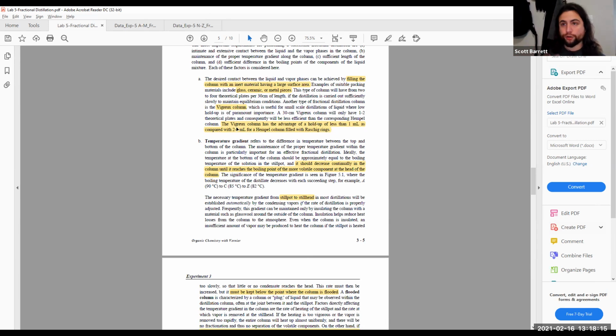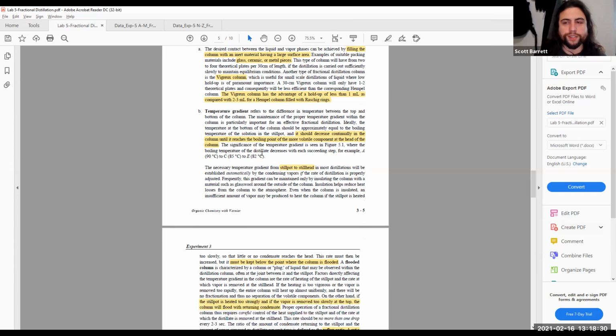However, if we have a larger quantity that we are trying to separate, then we could go ahead and go forward with the Hempel column and use glass wool, glass, ceramic, or metal pieces in order to increase the surface area and allow the separation of the more volatile and the less volatile compounds, because they both are volatile, but as you saw, benzene has a boiling point of 80 and toluene has a boiling point of 110.